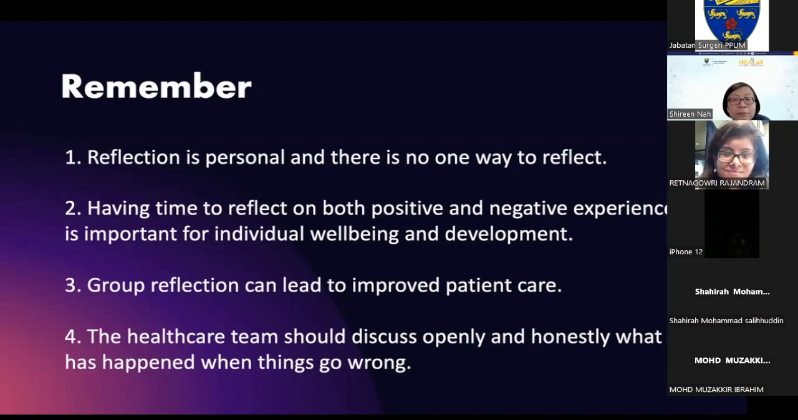And very importantly, point number four is that the healthcare team should discuss openly and honestly what has happened when things go wrong. Remember, this is not about looking for blame. It is not about looking for who was at fault. What we need to focus on is, can we prevent it from happening again for the sake of the patients we treat in the future?